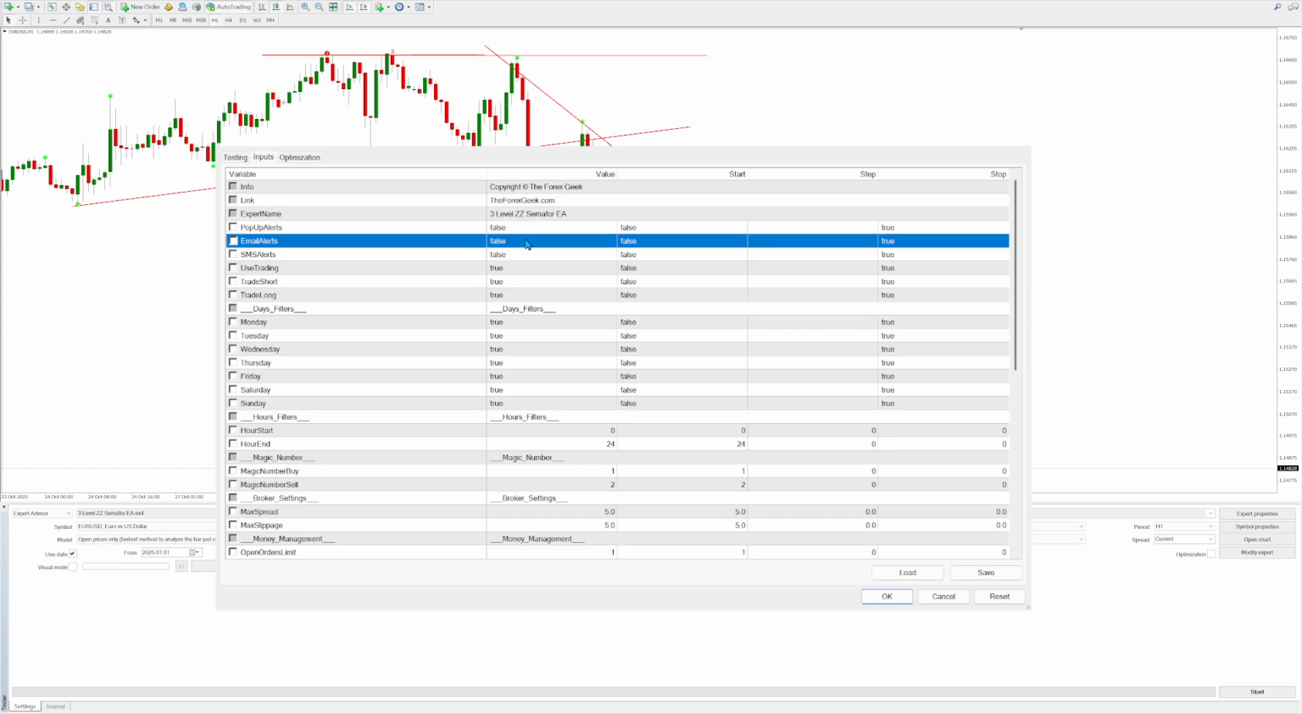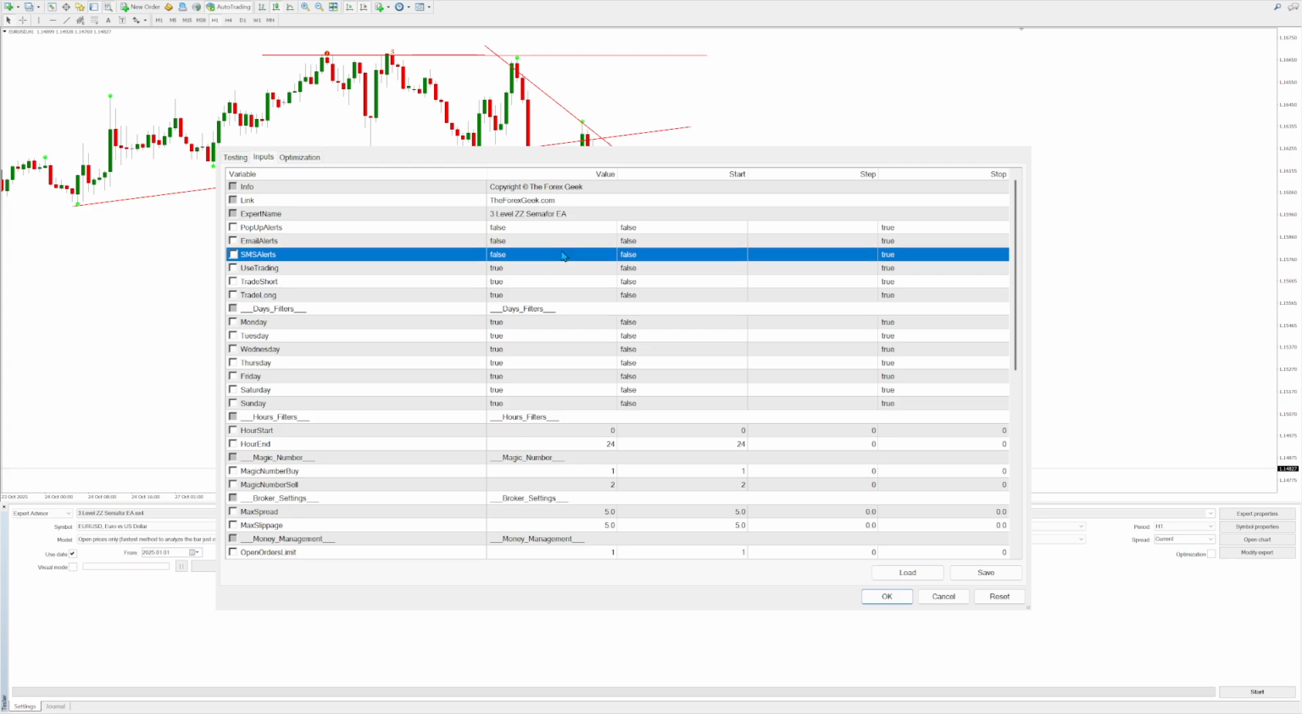Email alerts is the same, it'll just email you the signal. This is handy if you're away from your computer, perhaps you're out and about, you're on the sofa and you just want to receive the alerts and open your platform and act accordingly. SMS alerts the same, just via SMS.